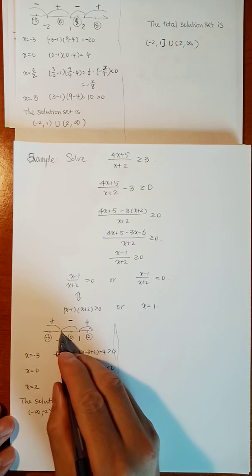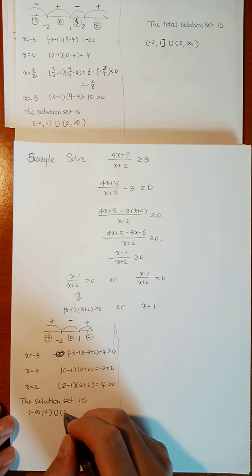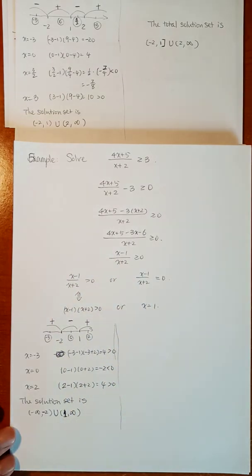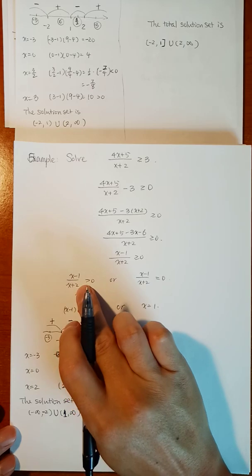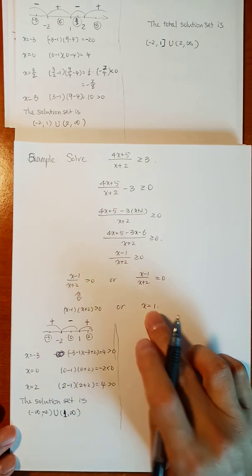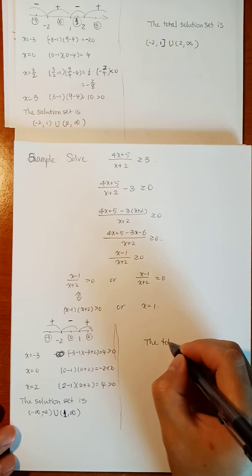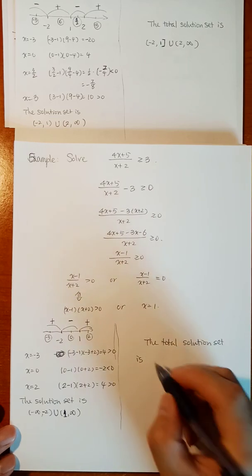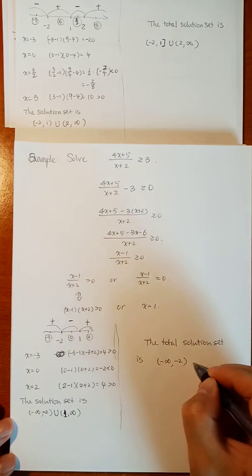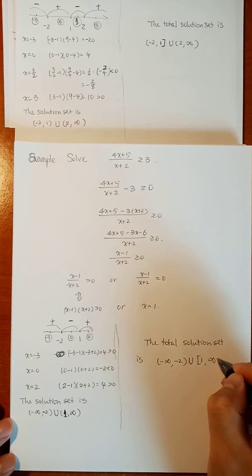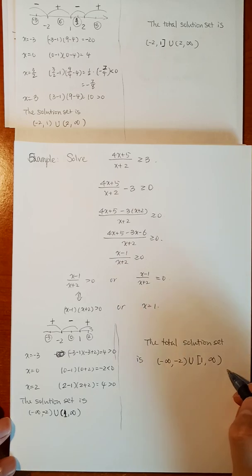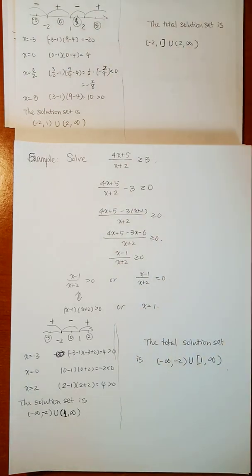Negative infinity to negative 2, union 1 to positive infinity. Be careful, I always make such a mistake. From 1 to positive infinity, okay? So this is just the solution set of this branch. You have to union it with 1. So the total solution set is negative infinity to negative 2 union 1 to positive infinity. Here is round, here is bracket. And that's it.